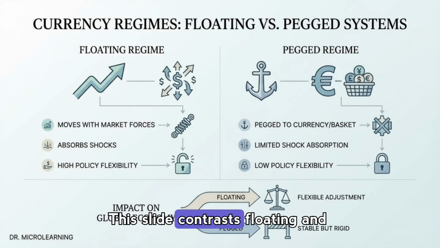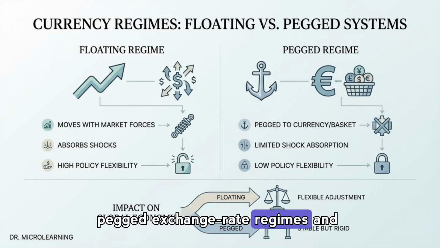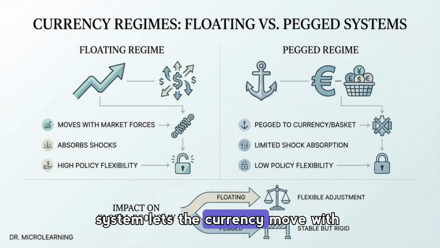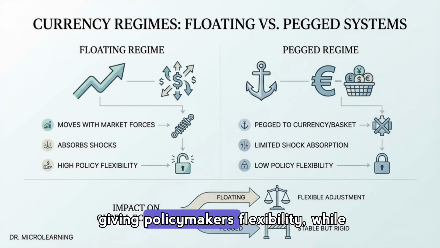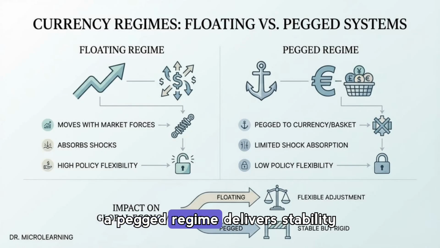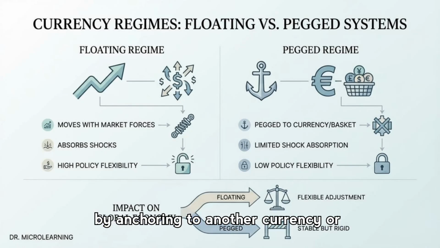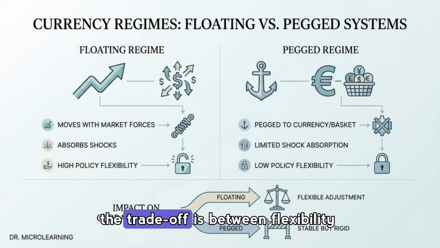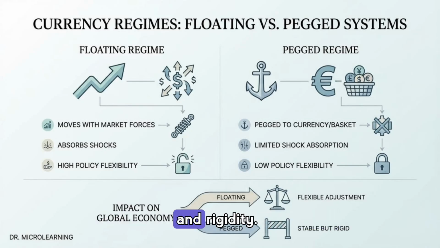This slide contrasts floating and pegged exchange rate regimes and why the choice matters. A floating system lets the currency move with market forces, absorbing shocks and giving policymakers flexibility, while a pegged regime delivers stability by anchoring to another currency or basket, but limits shock absorption and constrains policy options. So the trade-off is between flexibility and rigidity.